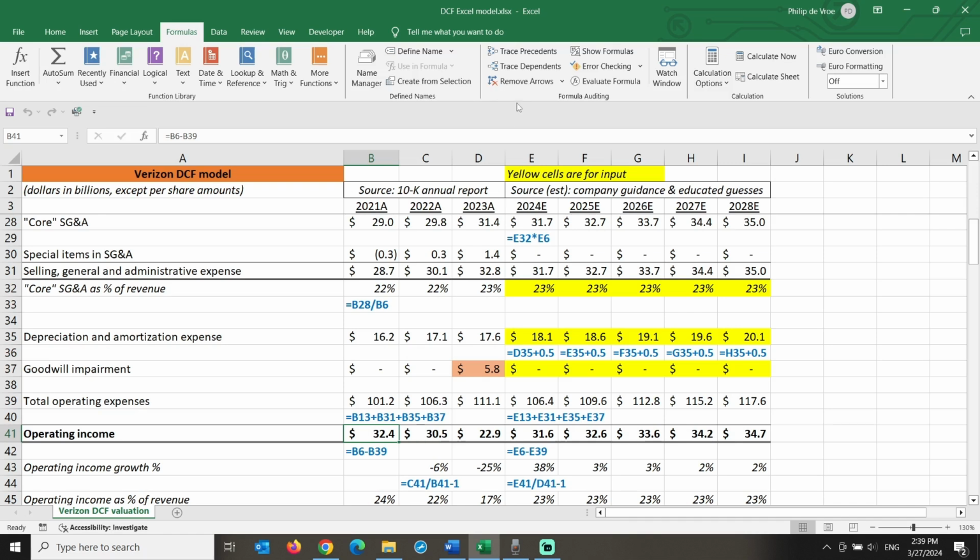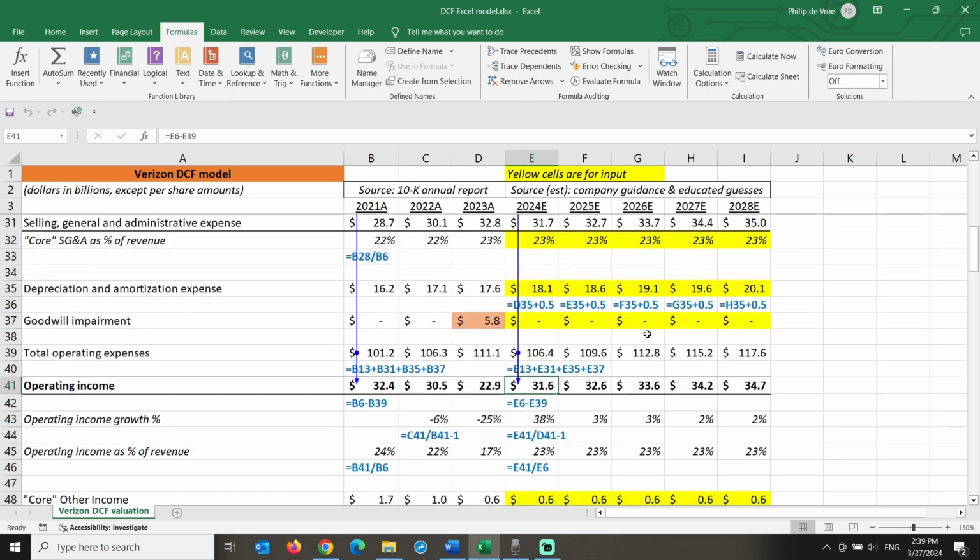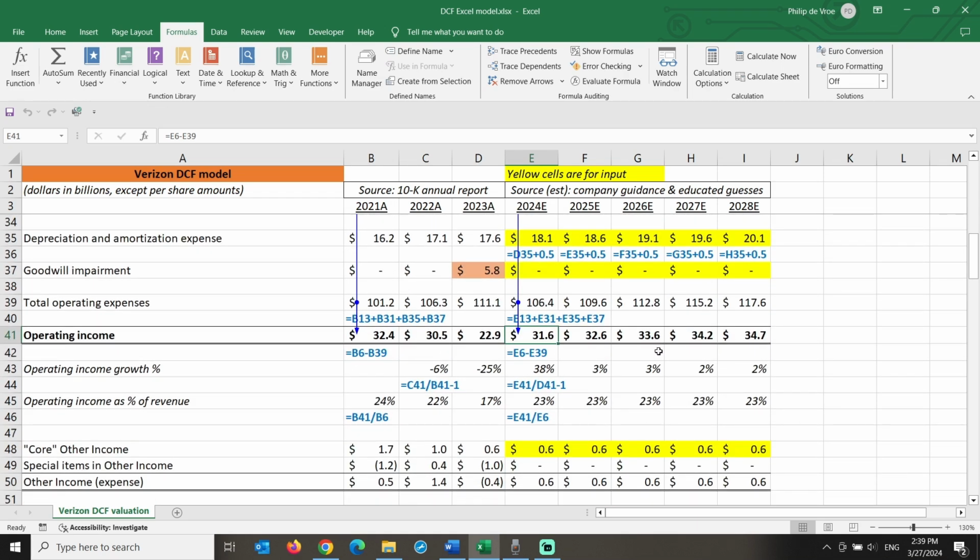Operating income in the Verizon P&L is total revenue minus total operating expenses. Here it is useful to do both some horizontal as well as some vertical analysis. Horizontal analysis versus prior period. Operating income growth percentage equals current year operating income divided by prior year operating income and deducting 1 from the outcome. That gives us the horizontal year-over-year comparison.